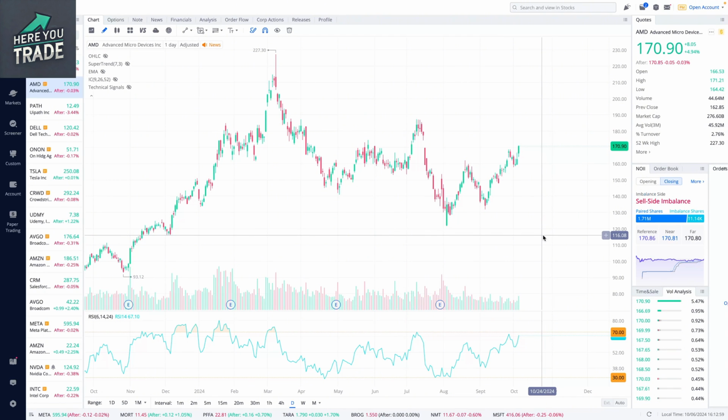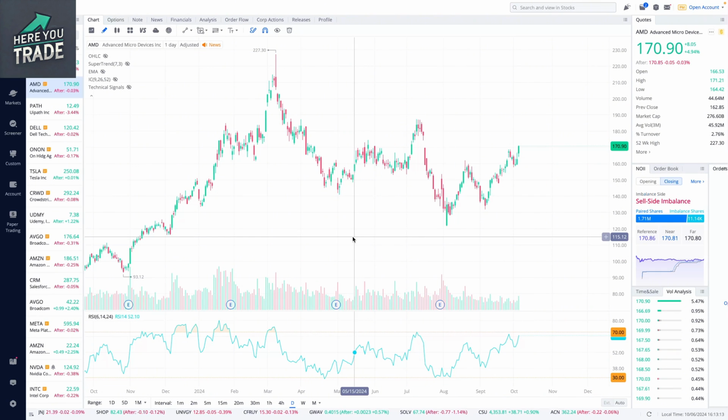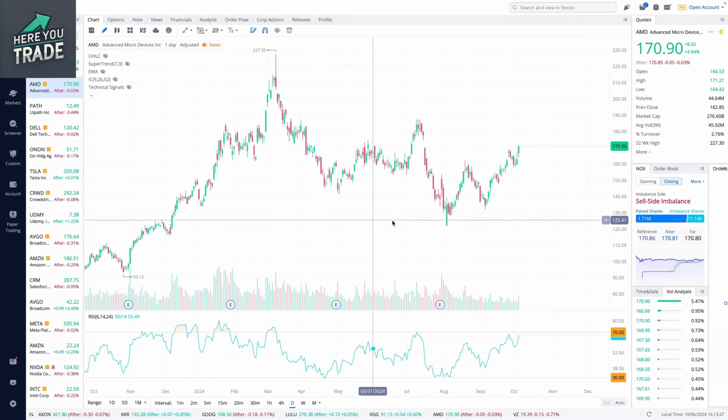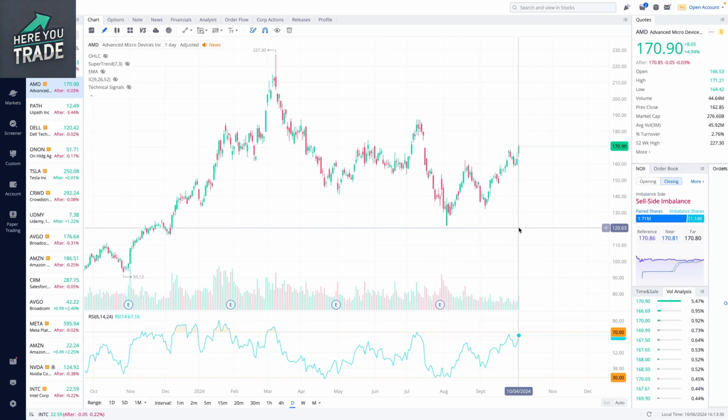So AMD, as you know, stands for Advanced Micro Devices, which is a semiconductor company that produces CPUs, GPUs, and other technologies for computing and graphics. As you can see in this chart, AMD is following a bearish channel since March 8th until October 4th.